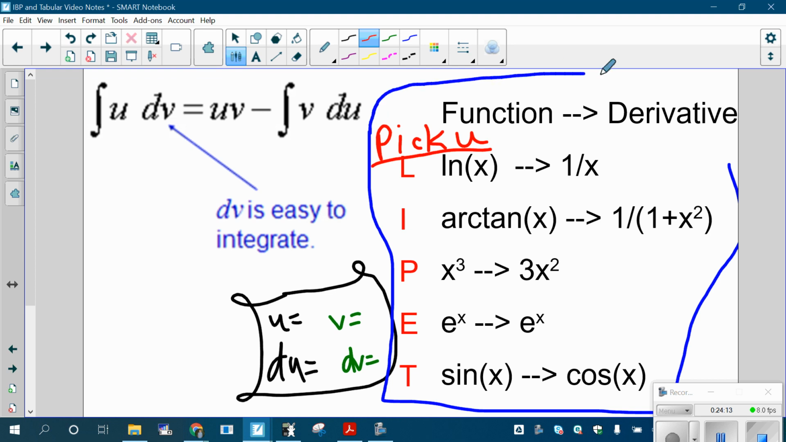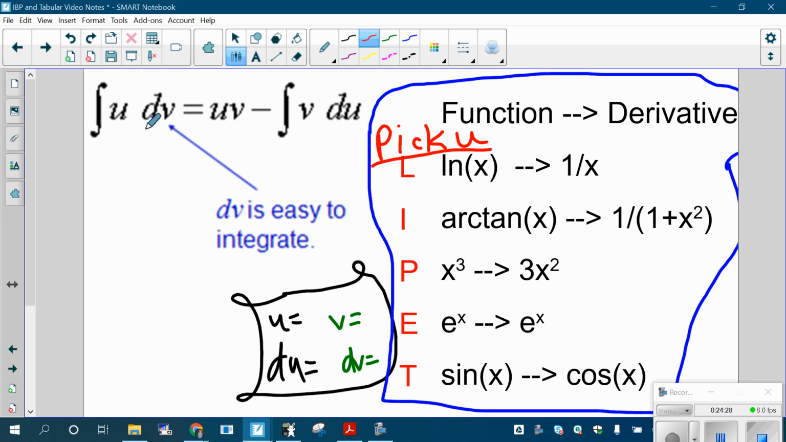The acronym is LIPIT, and what it stands for is what type of functions you should pick for u in integration by parts. And it's saying you should pick logarithms first for your u if they show up, inverse trig functions if they show up next, polynomials, exponentials, and lastly, trig functions.